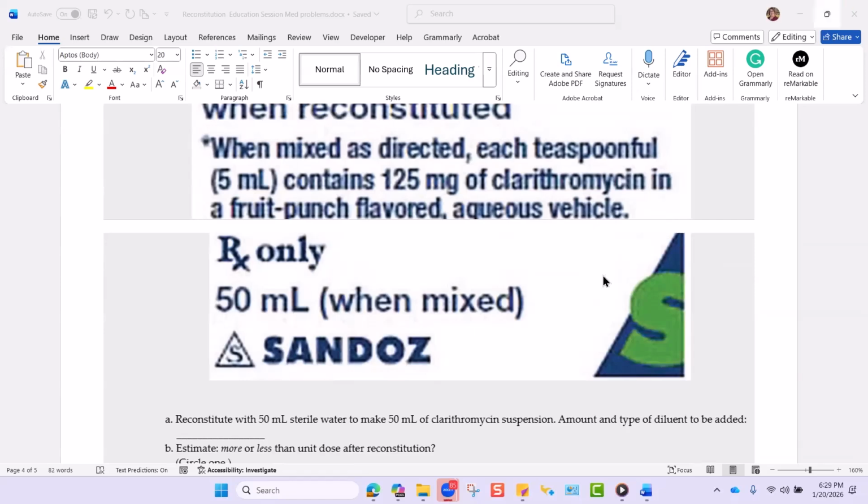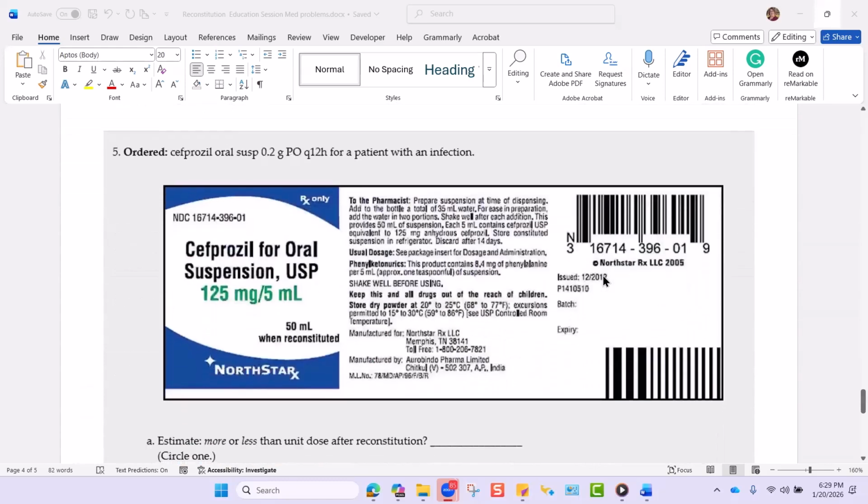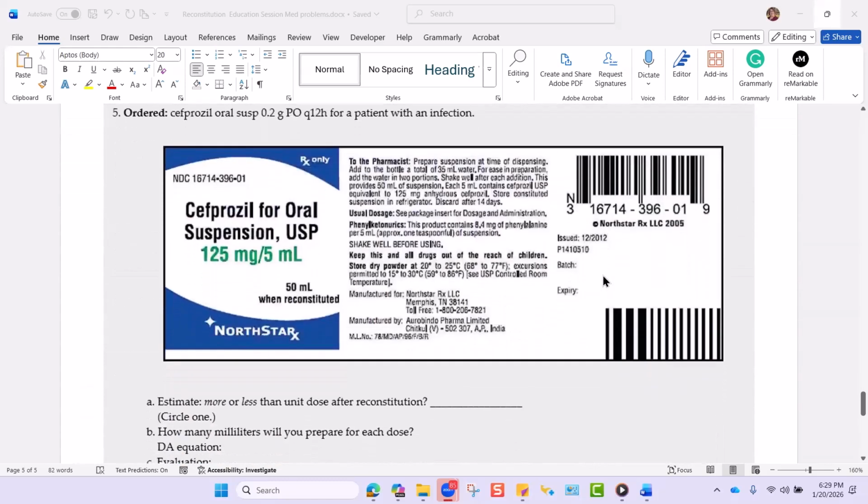All right, let's move on. You guys did good on that one. Here's another one to read. All right, so our order is cefprozil, oral suspension. We're going to give 0.2 grams by mouth. Okay, so we know our order. It says here, I love this part when it tells me 125 milligrams is in every 5 mLs, because I know that's really what I need to know.